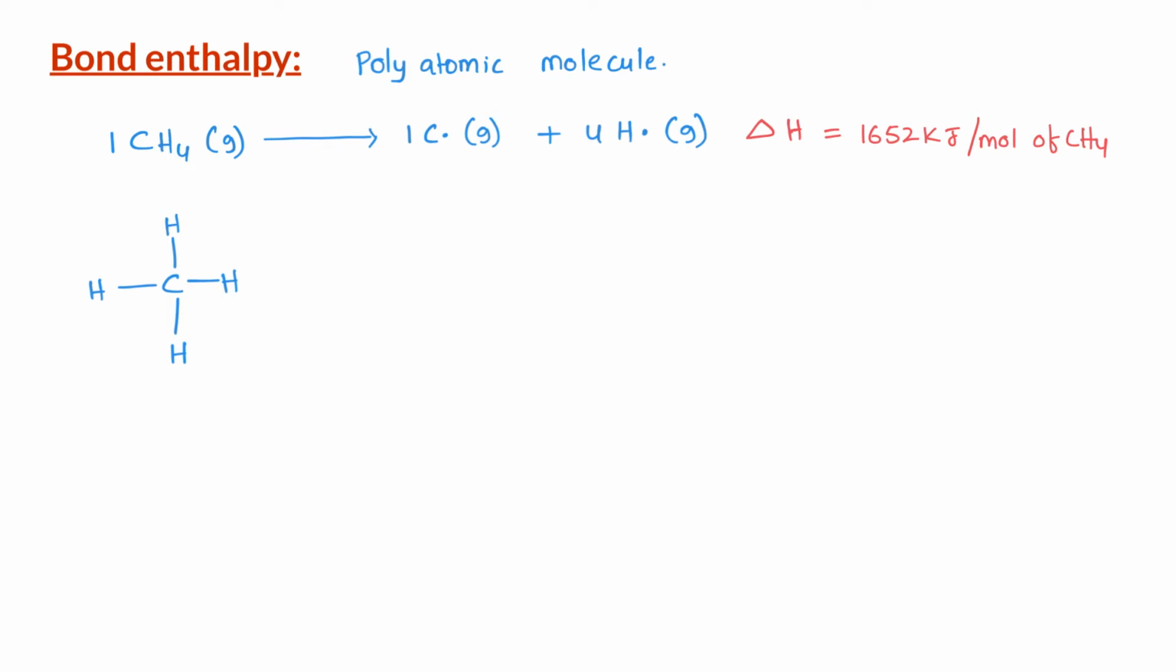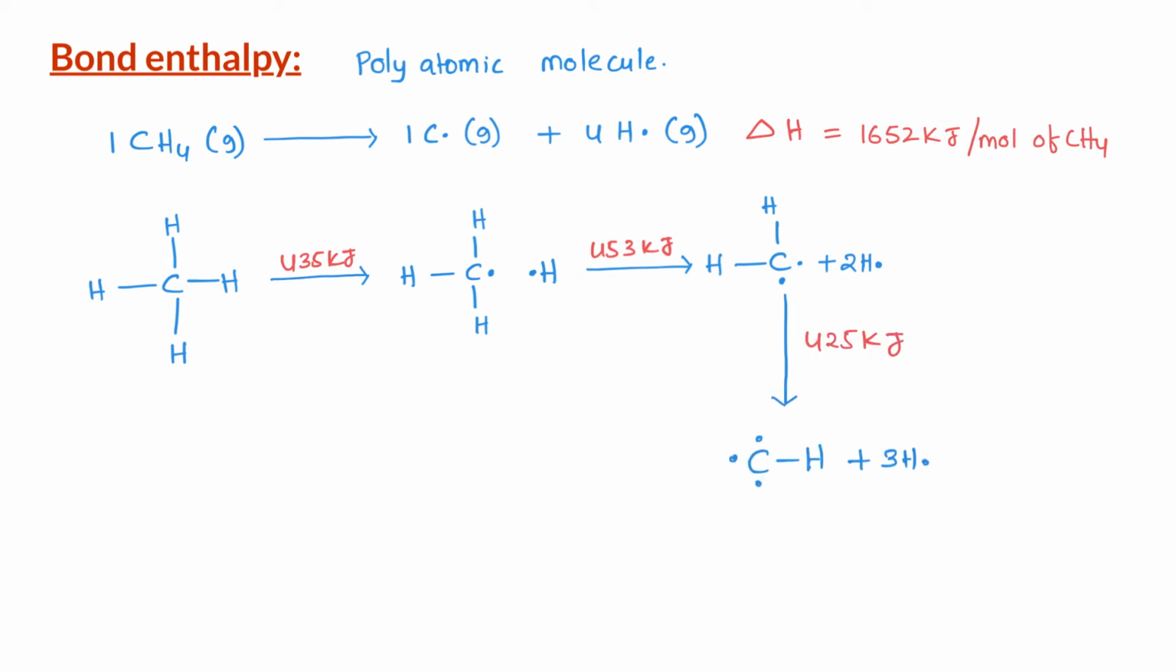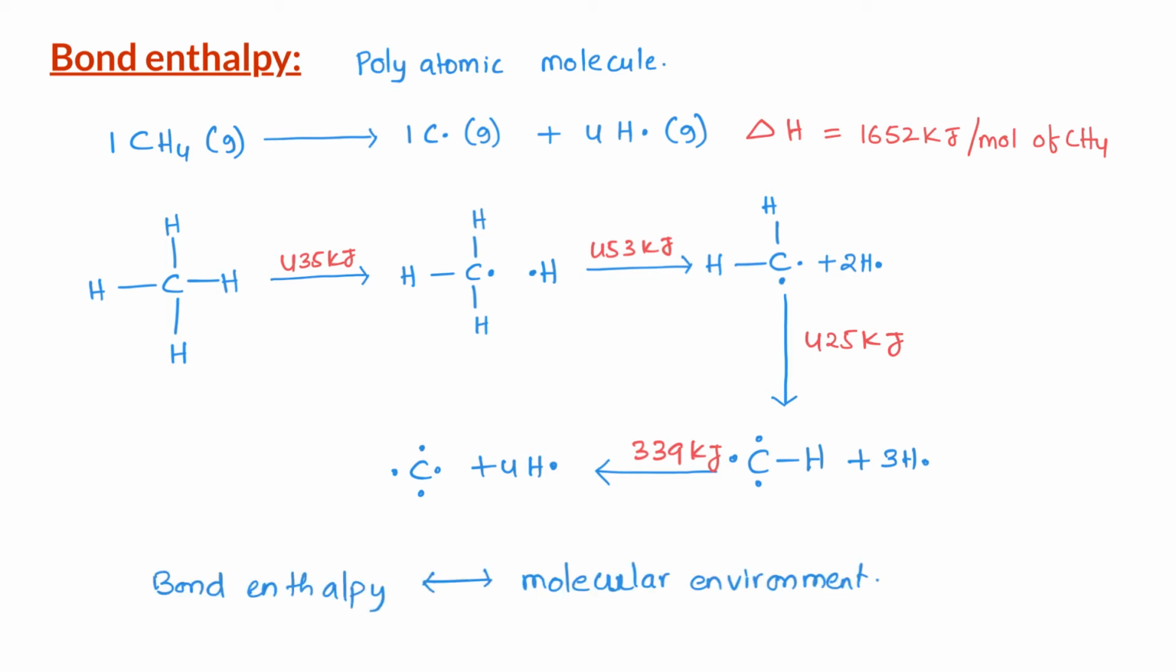In this case, to break the first hydrogen off of methane, it costs 435 kilojoules per mole. To break the second carbon-hydrogen bond, it costs 453. To break the third bond, it costs 425. And to break the fourth bond, it costs 339 kilojoules per mole. The reason for this difference is that the strength of the bond depends on the molecular environment, and the molecular environment keeps changing every single time as we break a bond.